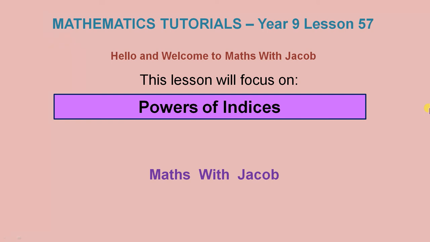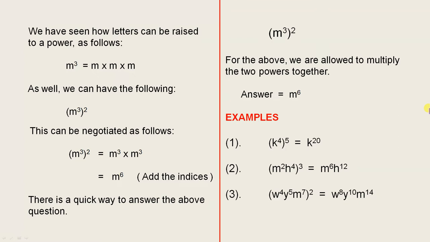This lesson will focus on powers of indices. We have seen how letters can be raised to a power as follows. m to the power of 3 equals m times m times m. As well, we can have the following: m to the power of 3, all squared.